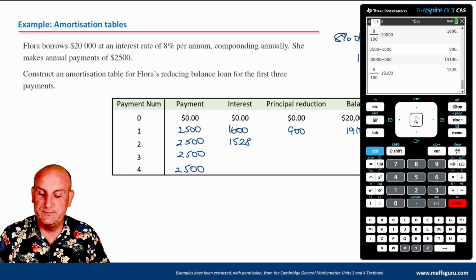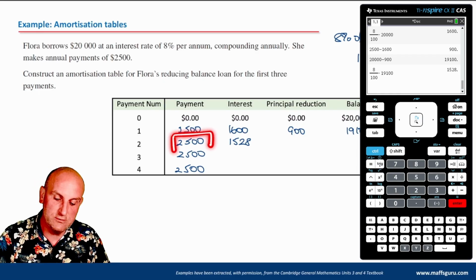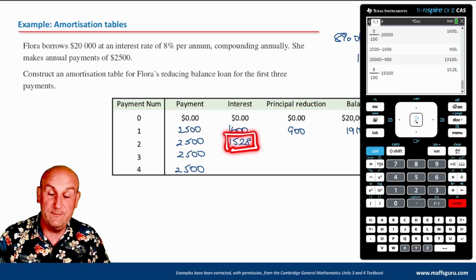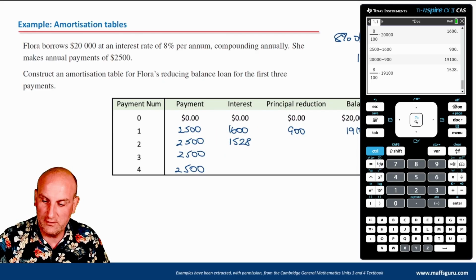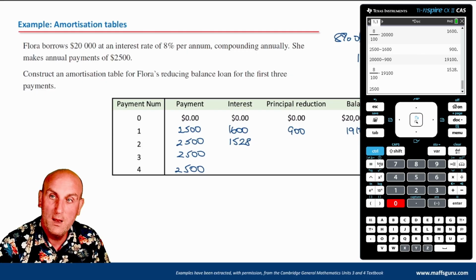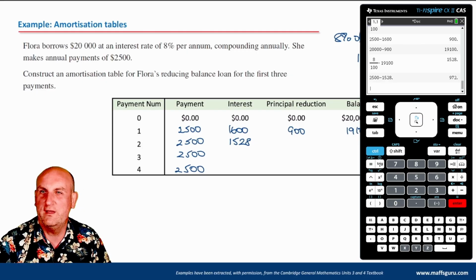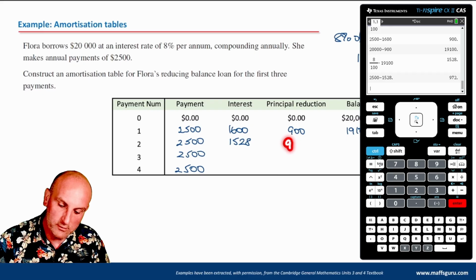How much is my principal reduced? Well, I paid $2,500. The bank are keeping 1,528 of it, so I'm going to do 2,500 minus my previous answer. Hit enter, gives me $972.